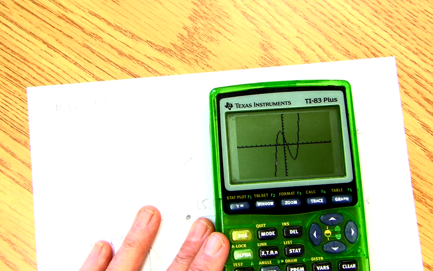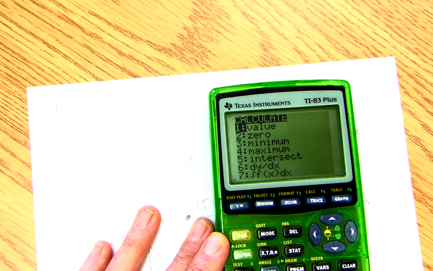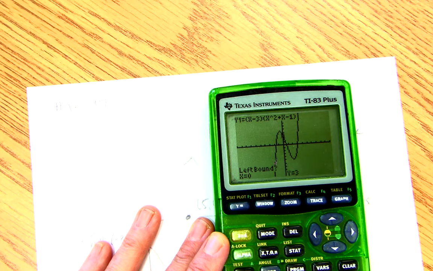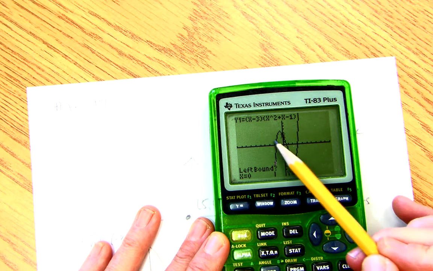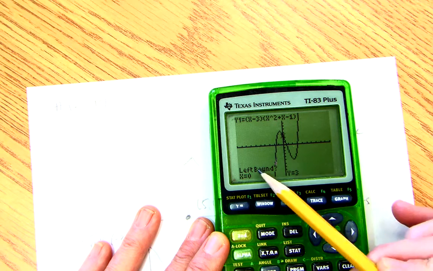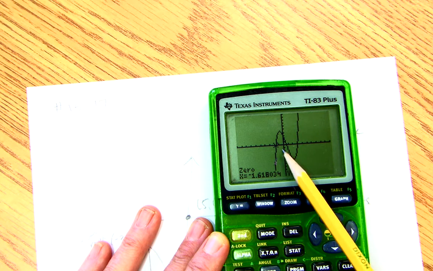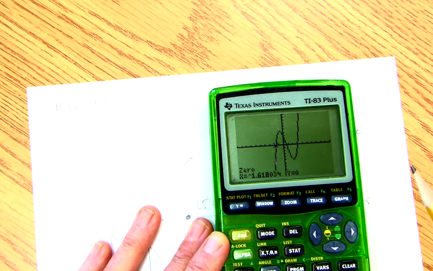If I'm going to find that zero, I hit second to get the calc function, and obviously I'm looking for 0, so you can just press number 2. Now remember, it wants to know where to look between. So it looks like it's between -2 and -1. So I'm going to tell it my left bound is -2, and my right bound is -1. And it always asks for a guess, and I blow it off. And it tells me it's at -1.618.